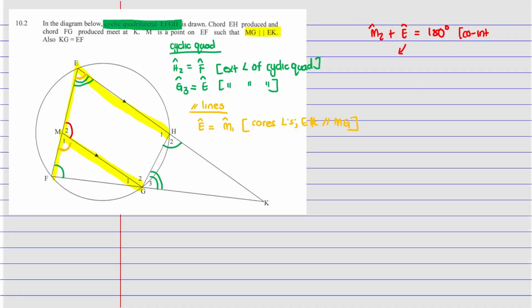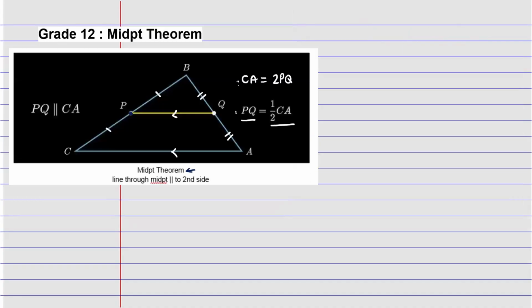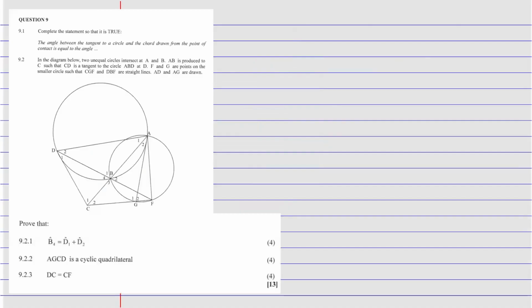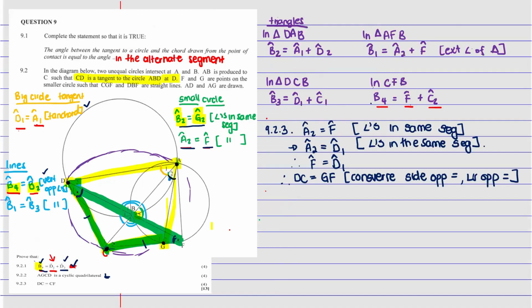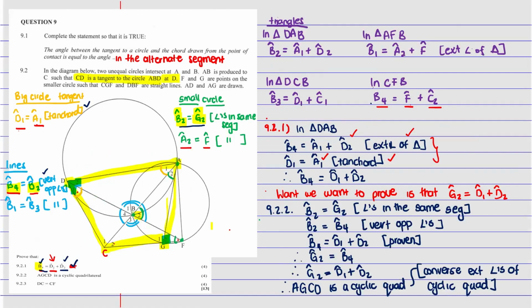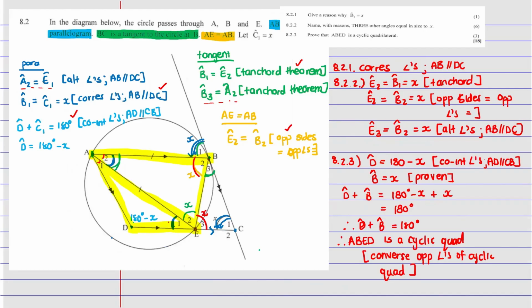Another question where we used it is when we wanted to prove that something is a cyclic quad, right? I think it's this one. Here we wanted to prove that this yellow cyclic quad is actually a cyclic quad, and we use that relationship of parallel lines. We see that AB is parallel to DE, right? And what do we know if we want to prove that something is a cyclic quad? What do we know about that?